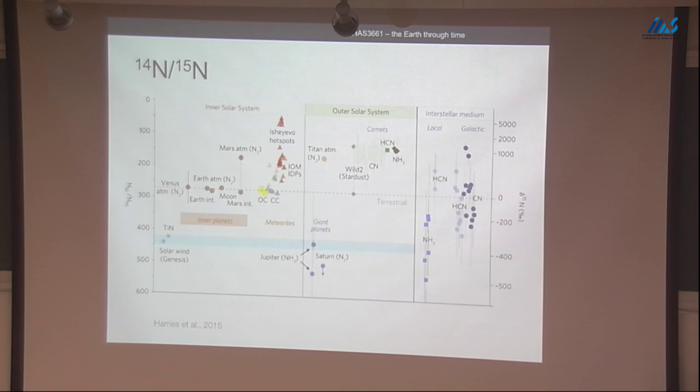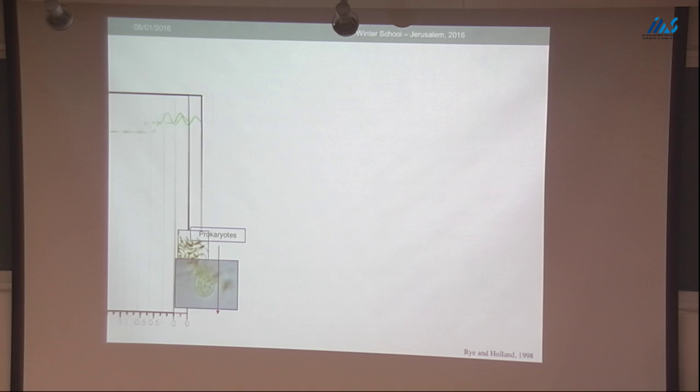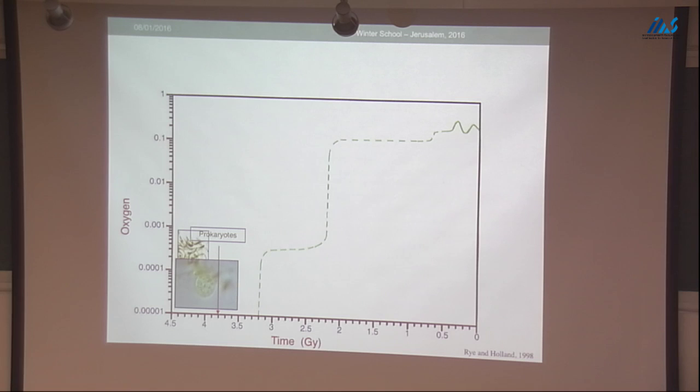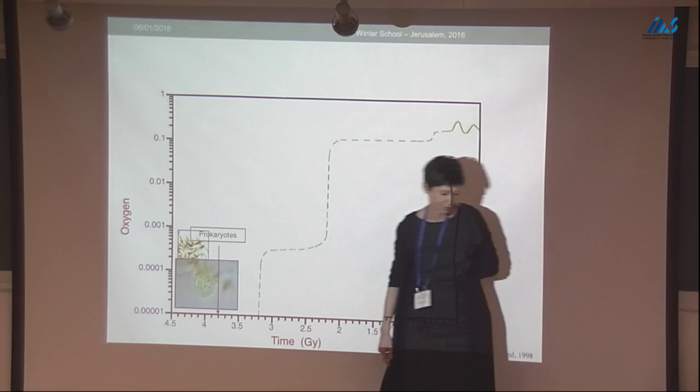In my very last slide, I told you that life can dramatically change the composition of a planet. The only example I can show you is the one on Earth, because we don't know of other planets for the moment that are habitable. But the case for the Earth is extremely interesting, because life appeared on Earth about 3.8 billion years ago, and at the beginning prokaryotes really tried every sort of metabolism, and then at a certain point, boom, they discovered oxygen, a very efficient metabolic species.